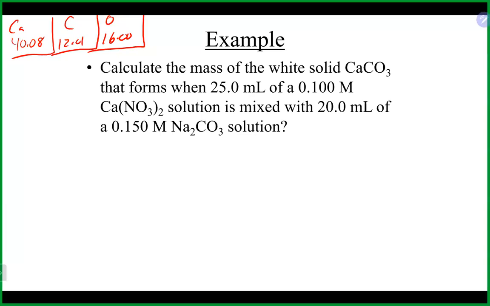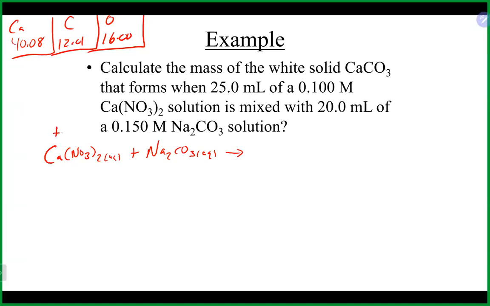Okay, so let's take a look, see how you're doing. So once again, obviously we were dealing with a stoichiometry problem and we don't have the equation. So always we want to start with that. We want to calculate the mass of white solid calcium carbonate that forms. So obviously that is a product when we react our calcium nitrate with our sodium carbonate. And we know these are solutions, and based on solubility rules, they should be aqueous.